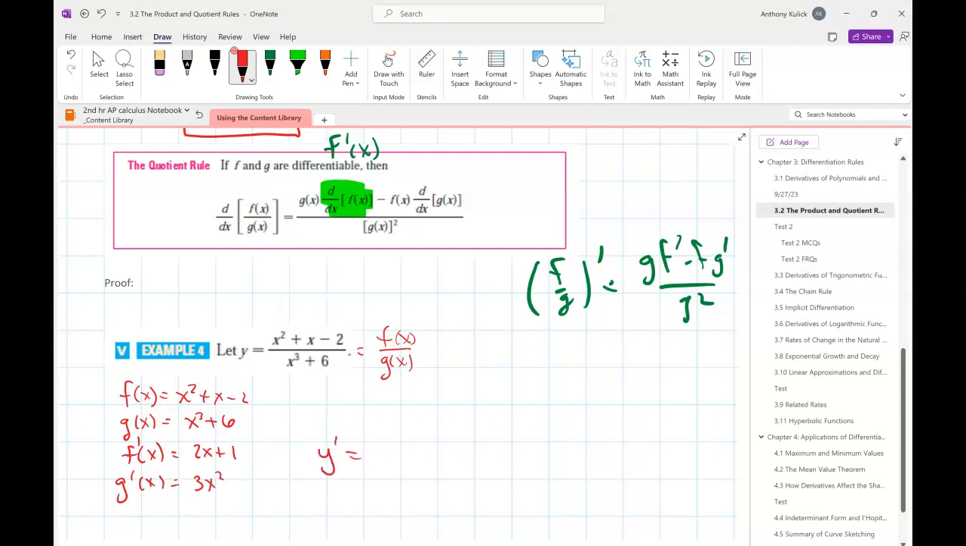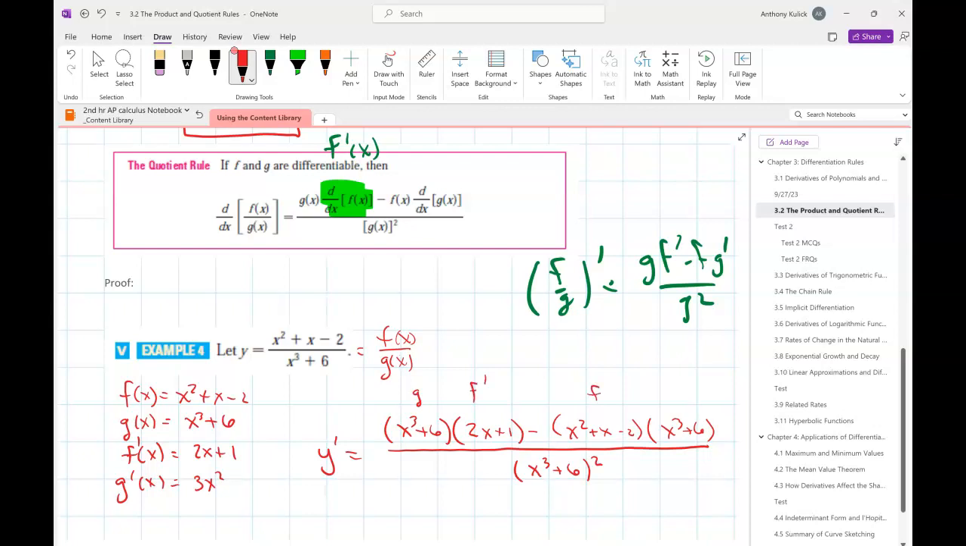So y prime is going to be g times f prime, or the derivative of f, minus f times the derivative of g, all over g squared. Oh, yes, thank you. I wrote the wrong thing.